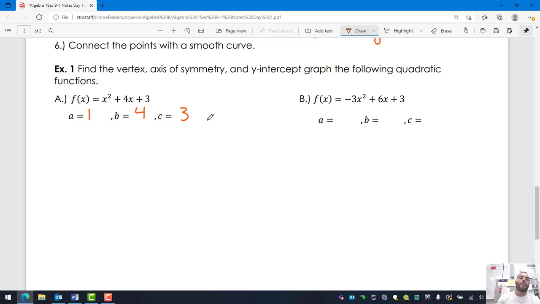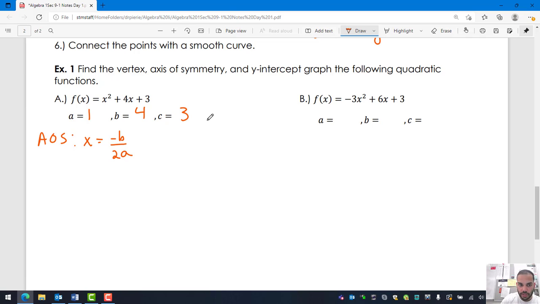Okay, so let's go through my steps. The first thing I'm going to do if I want to graph this parabola is find the axis of symmetry. I'm just going to call it AOS. To find your axis of symmetry, it's going to be this formula every single time: x is equal to negative b over 2 times a.